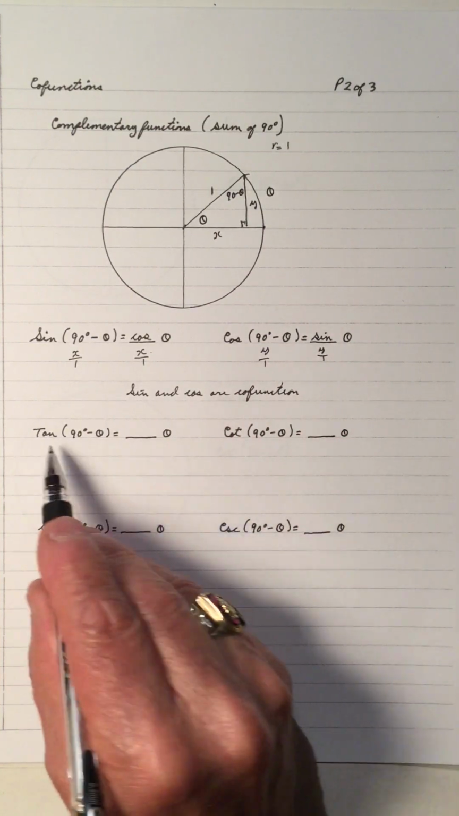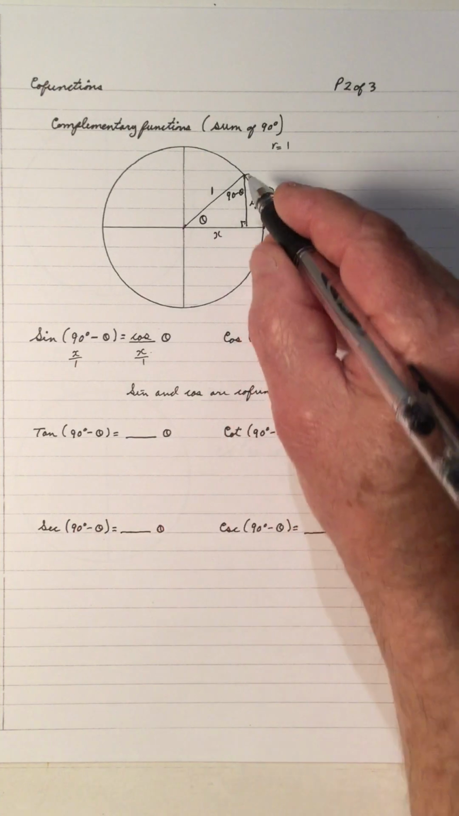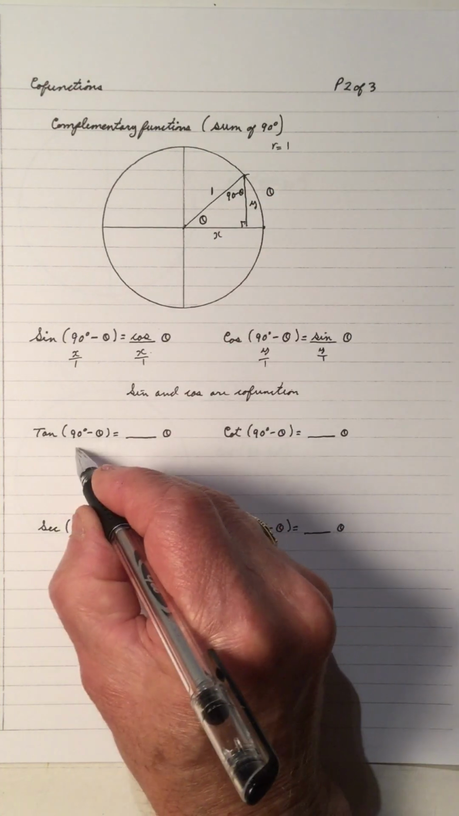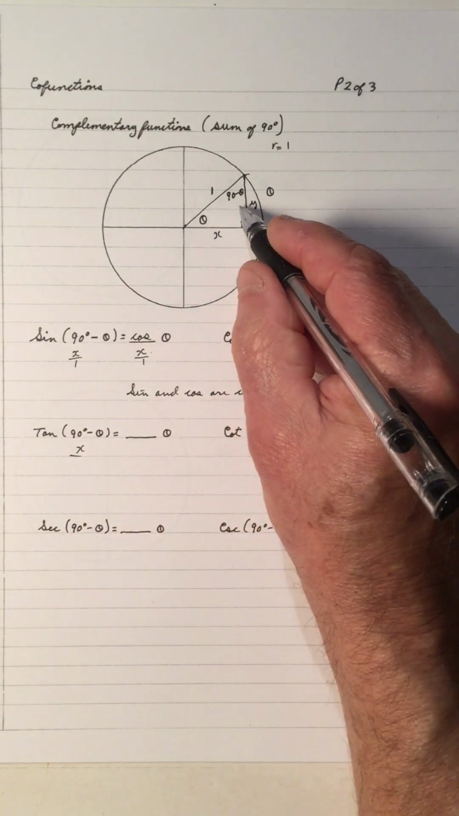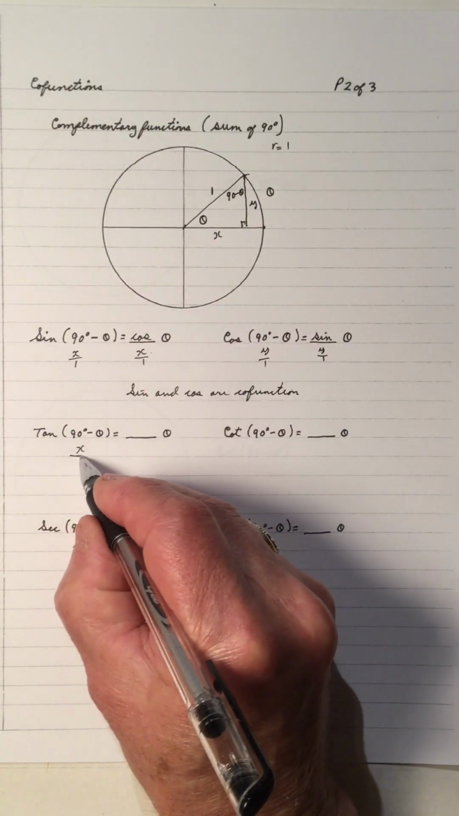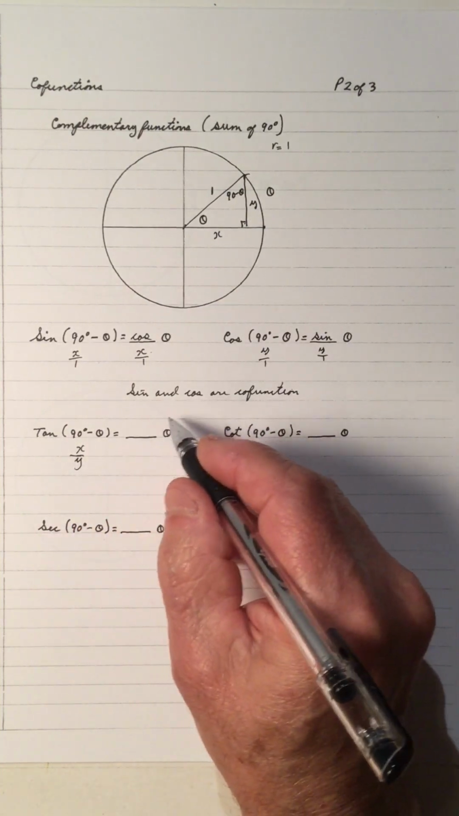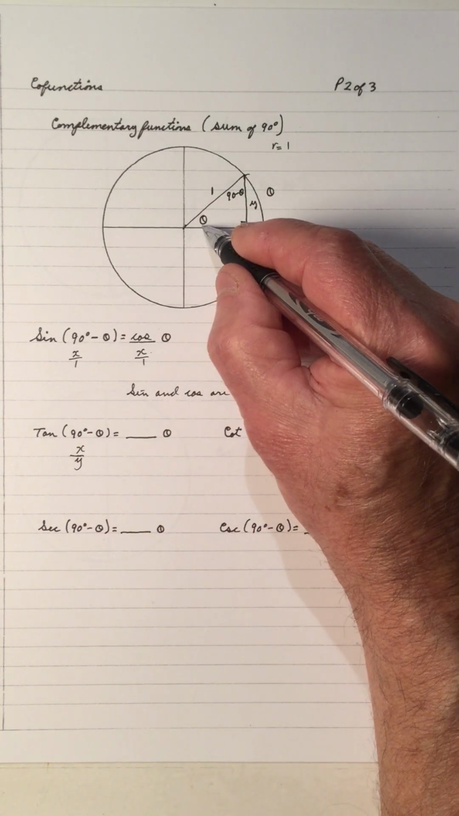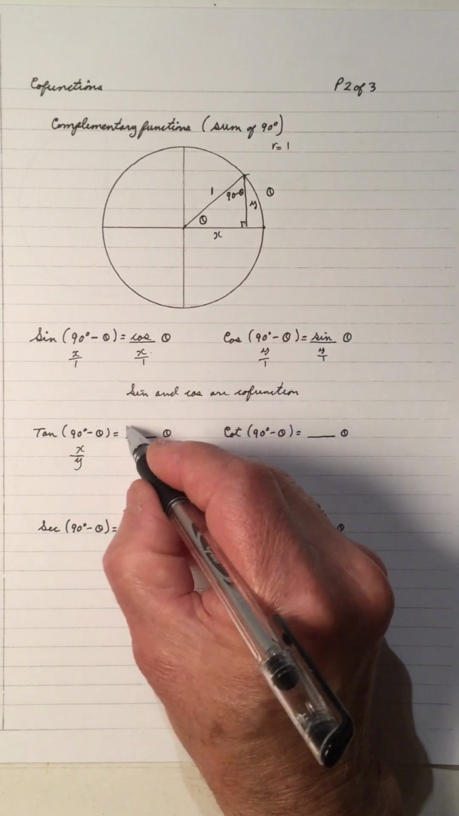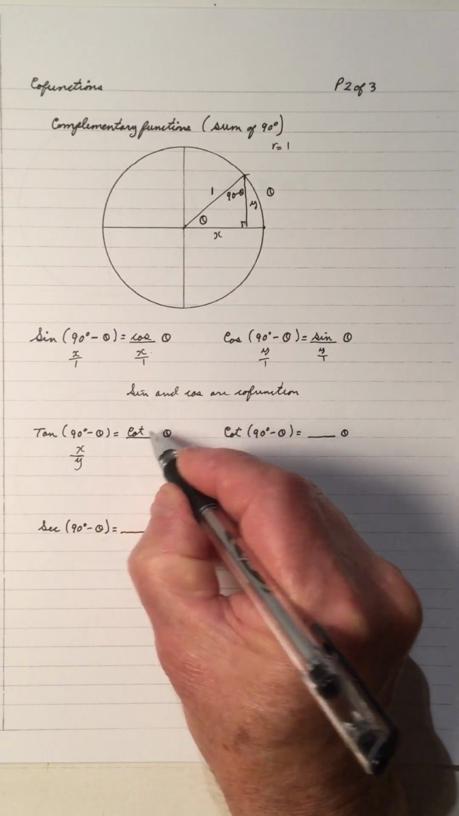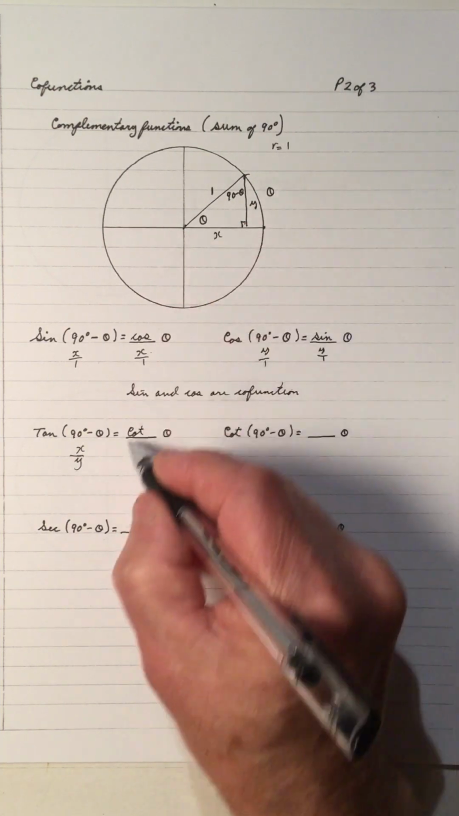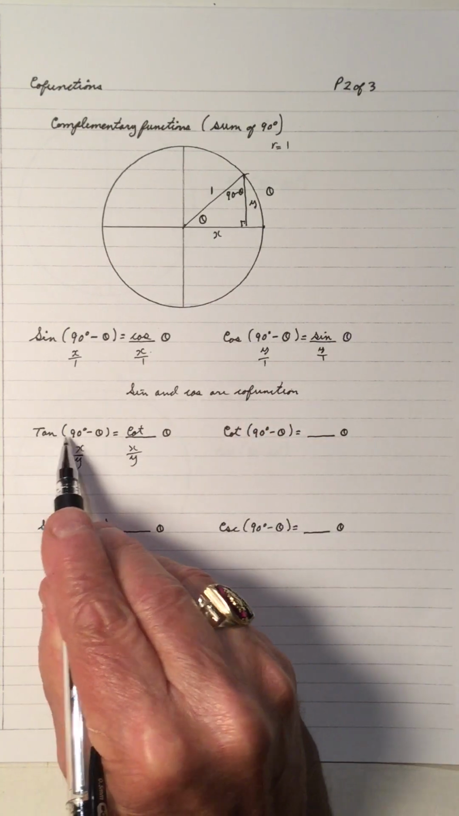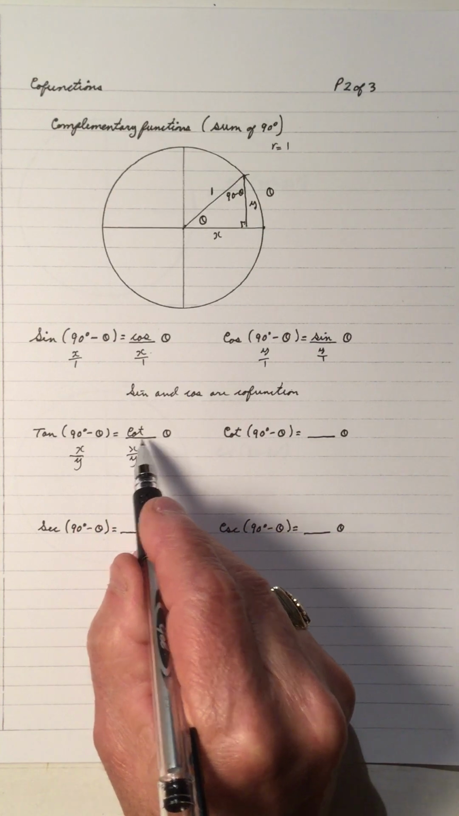Let's look at tan. The tan of 90 minus theta. Tan is opposite 90 minus theta here. Opposite is x over adjacent, which is y. So the tan of 90 minus theta, in relation to theta, this must be cot, because cot of theta is the adjacent over the opposite. So the tan of 90 minus theta is the same as the cot of theta.